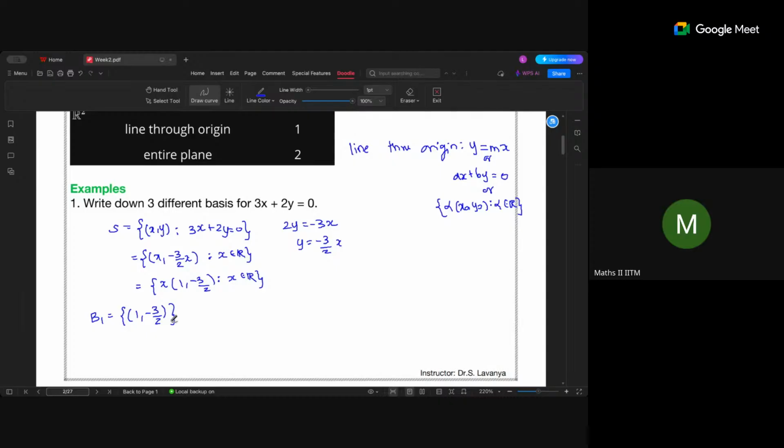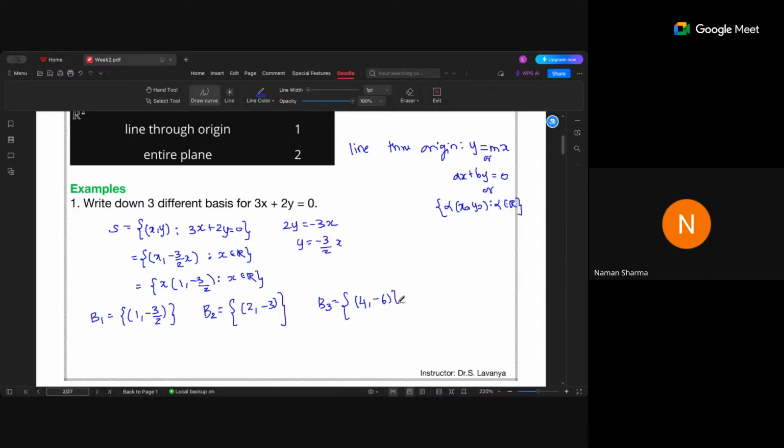Apart from this, what other vectors can we take? (0, 0)? I just told you that the zero vector should not be in the basis. Please always remember, a basis cannot have a zero vector. (2, minus 3): yes, any multiple of this vector can be in your basis. If I multiply this by 2, I will get (4, minus 6). If I multiply by 4, I will get another one.